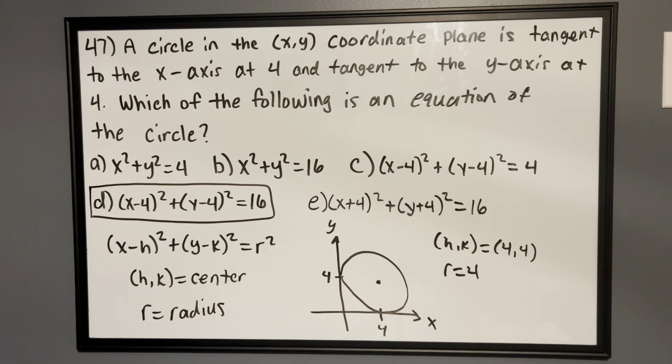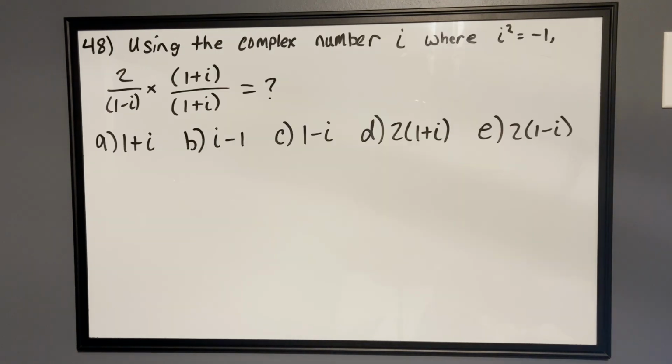That's it for number 47. Let's move on to 48. All right, so here we have question number 48. It says, using the complex number i, where i squared equals -1, 2 over the quantity 1 minus i, multiplied by the quantity 1 plus i over the quantity 1 plus i, is equal to what?